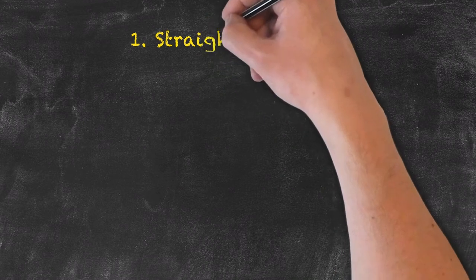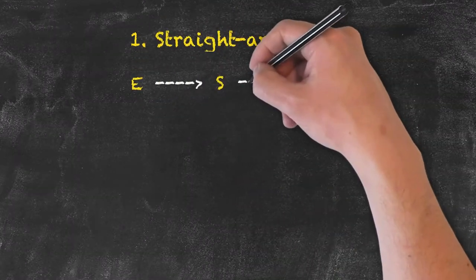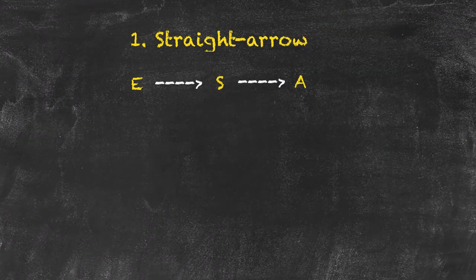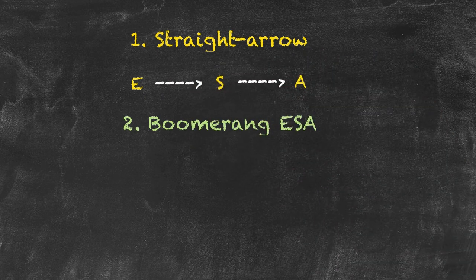The straight arrow, as its name implies, is just running through each of the three phases, E, S and A, in a straight line. The second type of lesson is known as the boomerang, and as the name implies, what happens in a boomerang lesson is that we send something out to start with and that comes back to us. A boomerang lesson would be something like this.